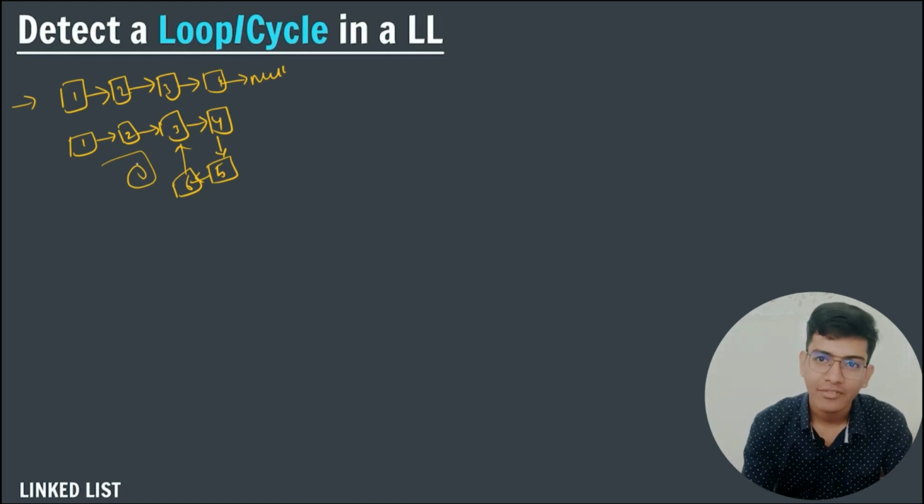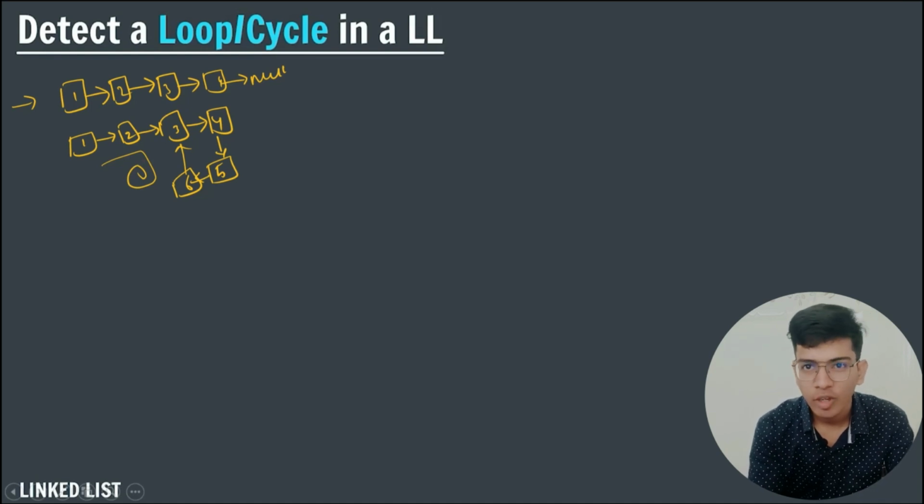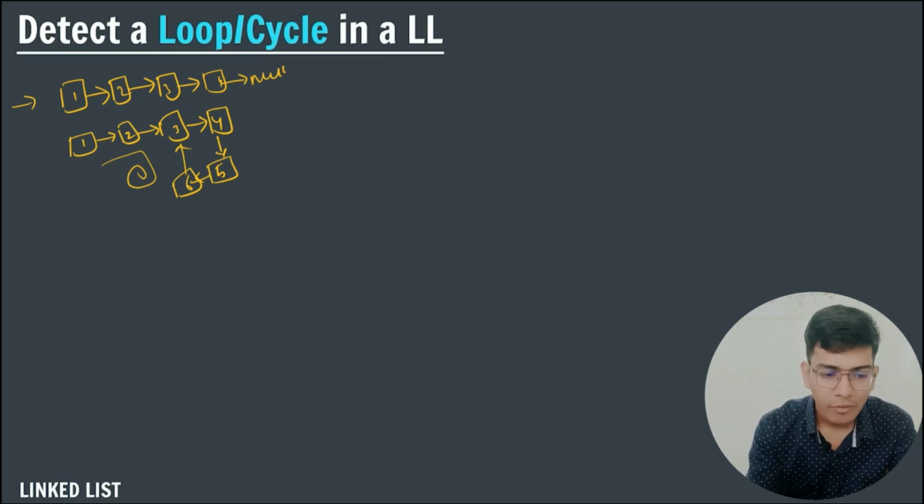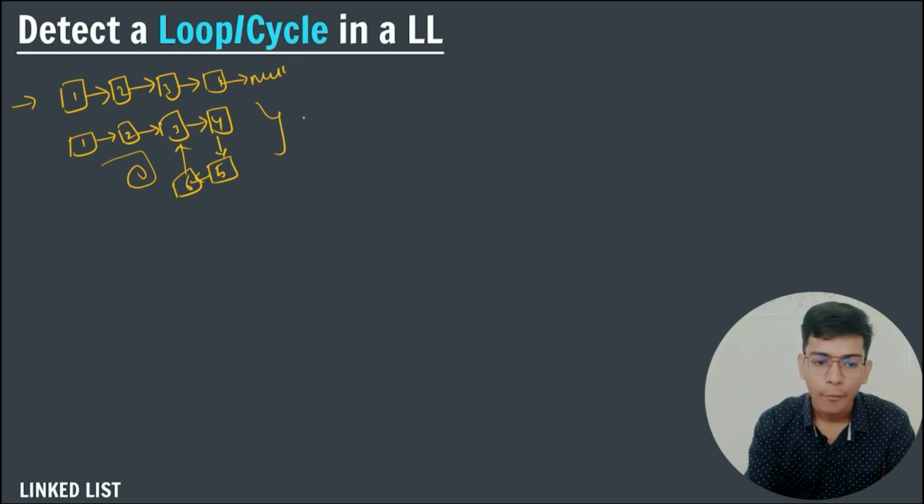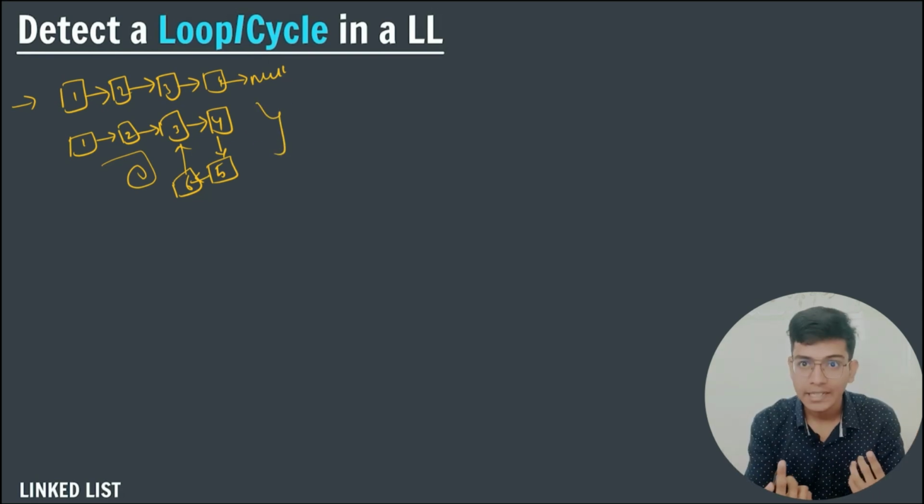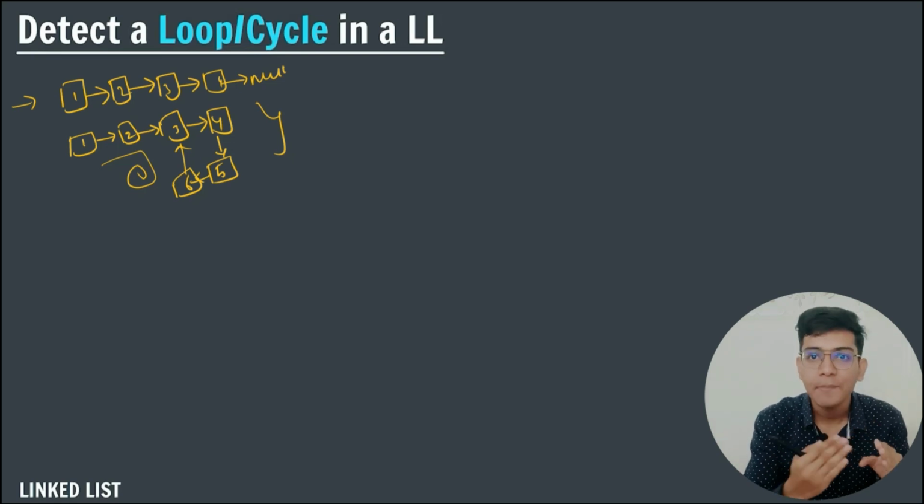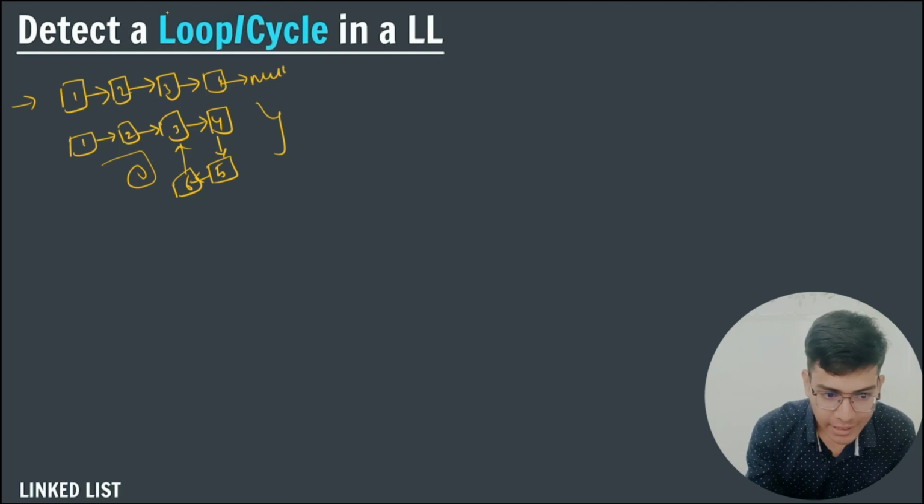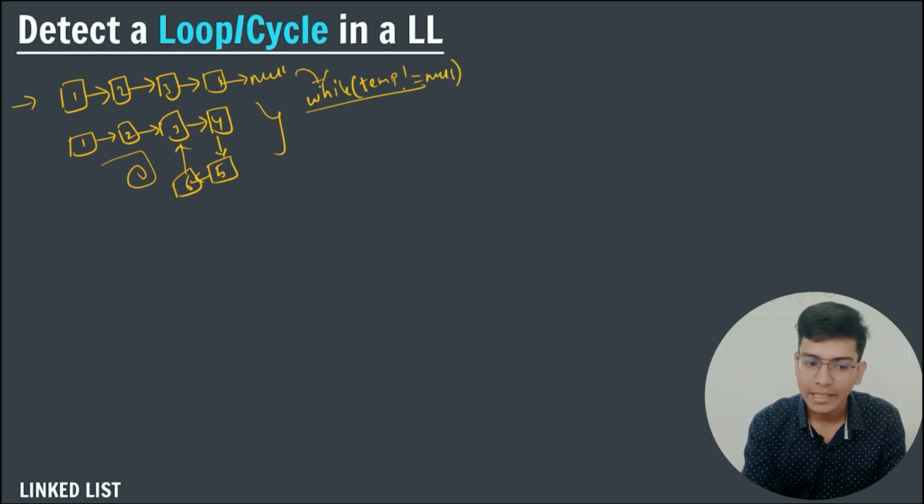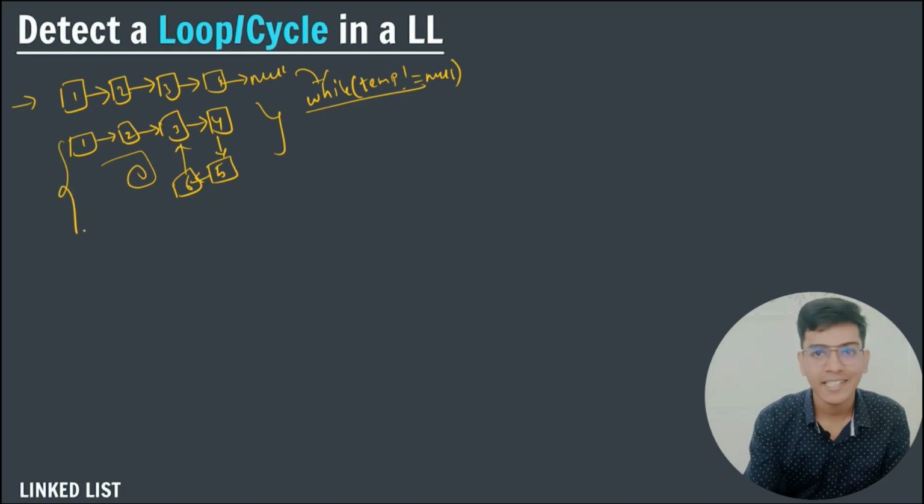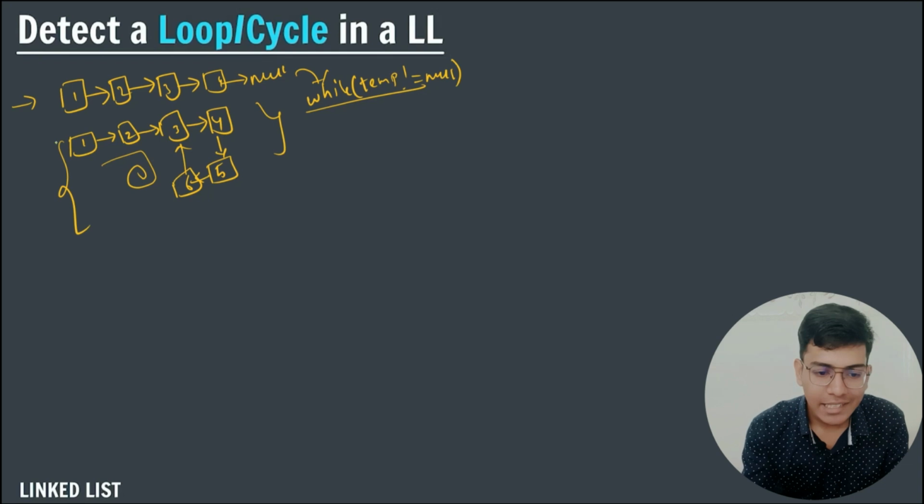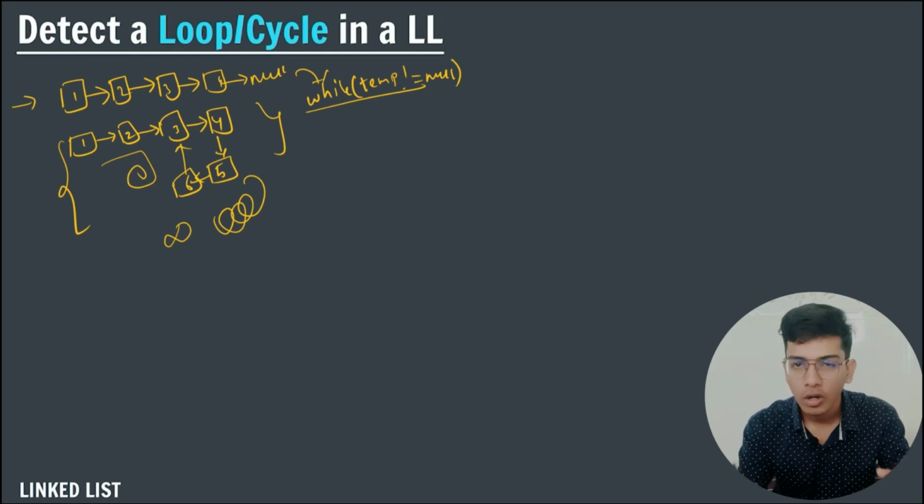So what is the problem? If there is a loop in my linked list, what trouble will we have in our program? When we traverse my linked list, I used to run my loop while temp is not equal to null. By doing this step, I used to traverse the linked list. Here you can see that with a cycle, there is no null at all. So this loop will continue, infinite looping will occur, and my code will crash.